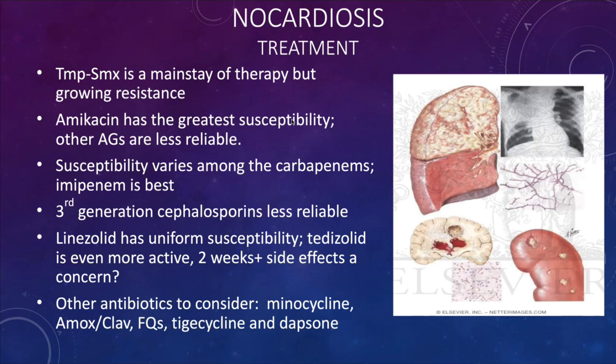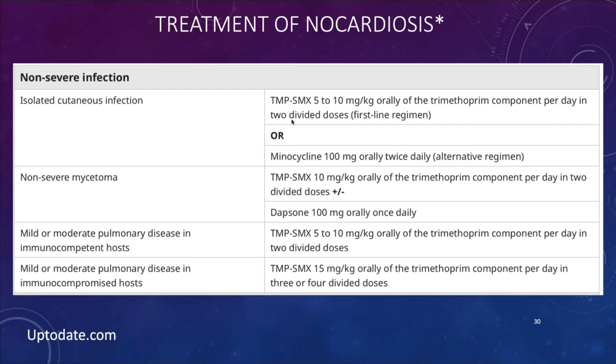Among the aminoglycosides, amikacin is usually the drug of choice with the greatest susceptibility, and the other aminoglycosides like tobramycin and gentamicin are less reliable. The susceptibility among the carbapenems varies as well, but imipenem tends to be the best. Third generation cephalosporins are much less reliable. And linezolid is actually effective, but this is a disease that you treat for weeks and weeks, and how do you integrate an oxazolidinone into that when, with linezolid, for example, there's really duration-limited toxicity? These other antibiotics also have activity against Nocardia: Augmentin, believe it or not, fluoroquinolones, tigecycline, and dapsone. This is from UpToDate, and this is the best representation of these complex regimens of nocardiosis that I could find.